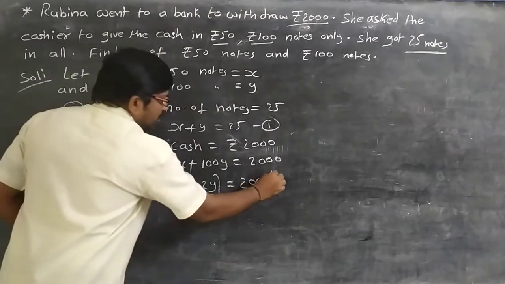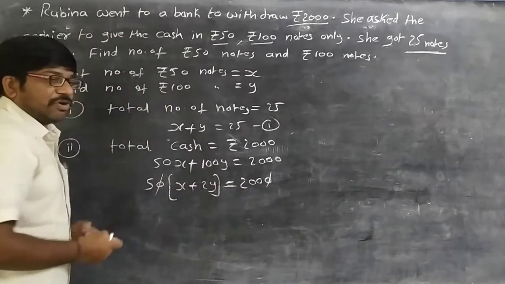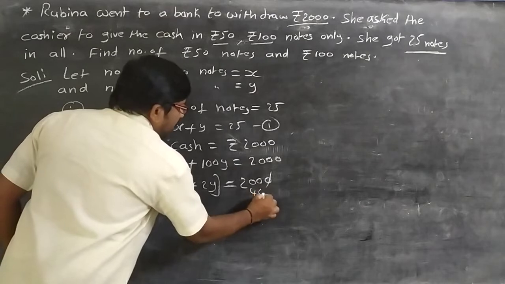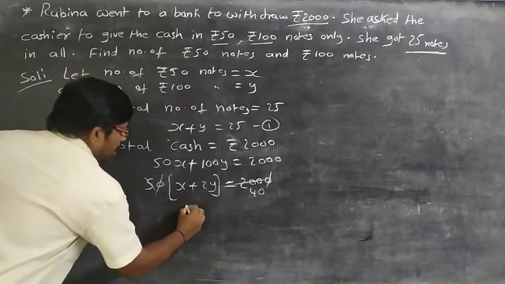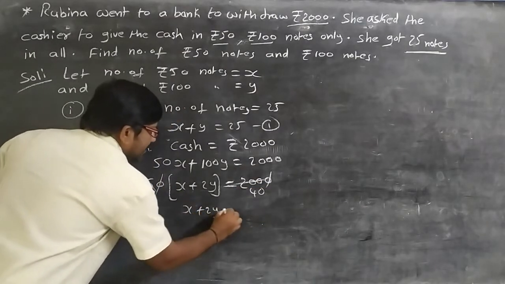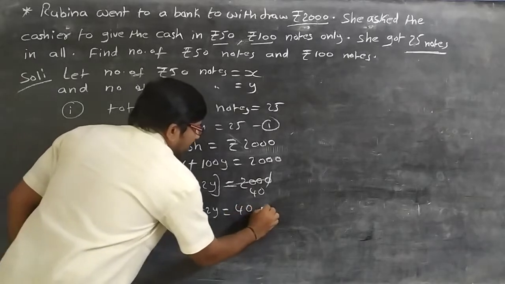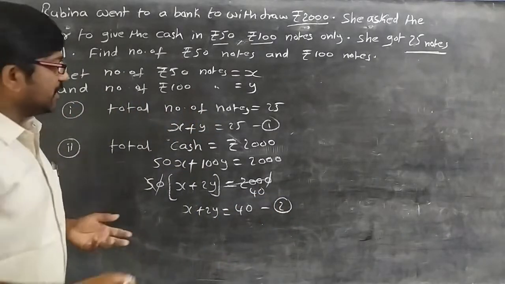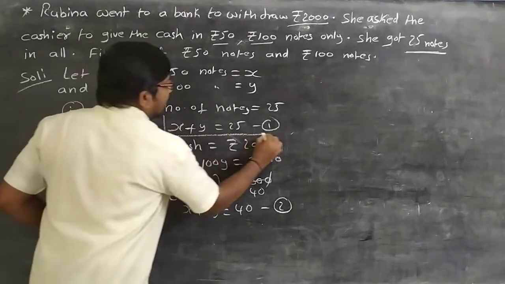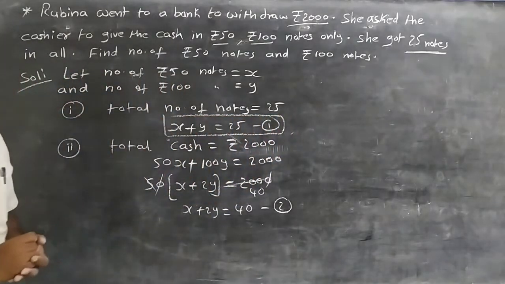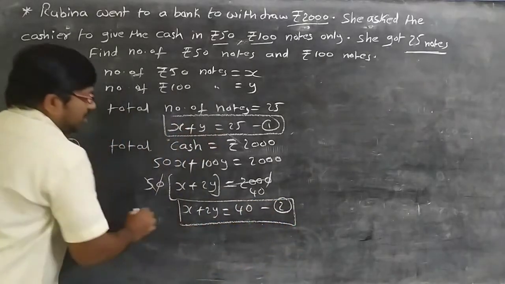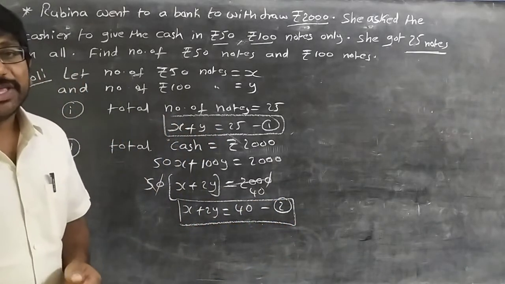So 1010 on both sides, 1010 get cancelled and 5 ones are 5, 40s are 40. So x plus 2y is equal to 40. It is equation 2. Now we got two equations. The first one, x plus y is equal to 25, and the next one, x plus 2y is equal to 40, right? This is a pair of linear equations.